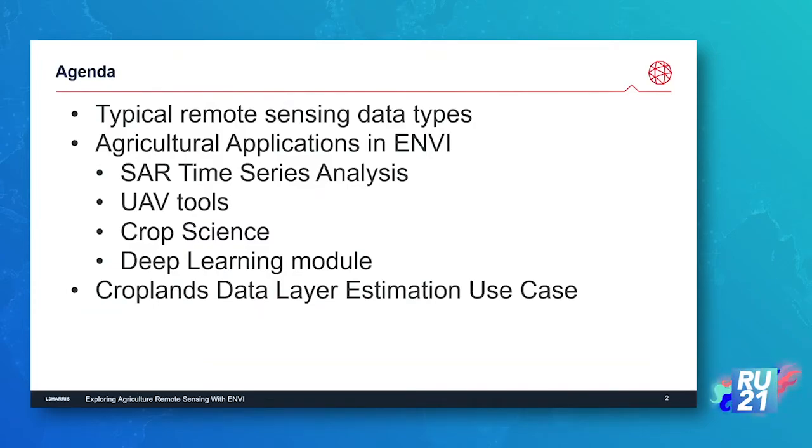Here's a quick look at what I'll be covering in this video. I'll talk about different sources of remote sensing imagery and how the spectral, spatial, and temporal resolution might influence your data use decision. I'll then go over the uses of remote sensing imagery in agriculture. And then within the ENVI software, we'll look at time series analysis using optical and SAR, as well as UAV tools, crop science, and the deep learning module. And then towards the end, we'll look at a croplands data layer estimation use case. So let's jump in.